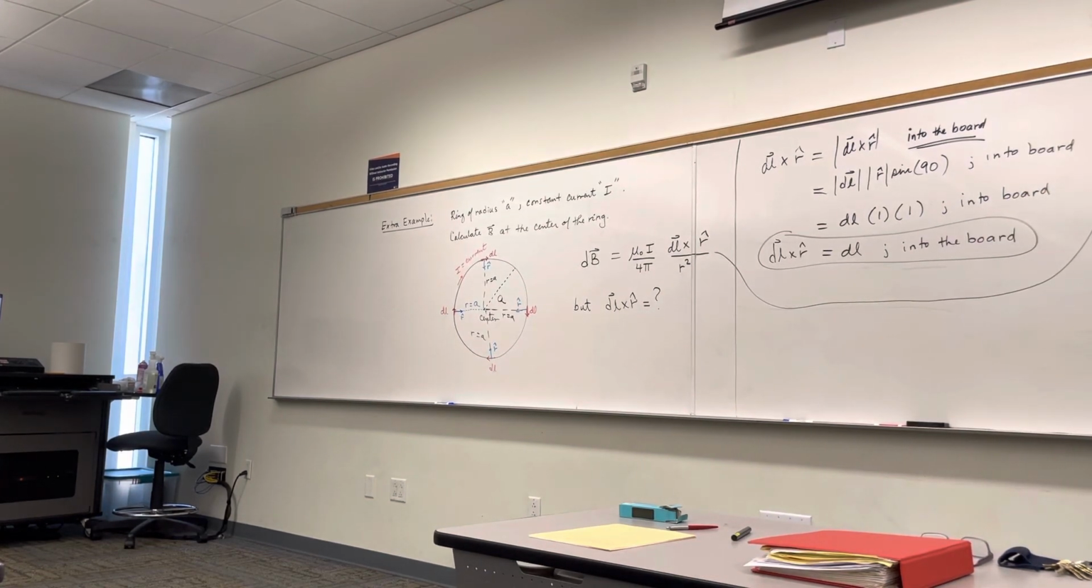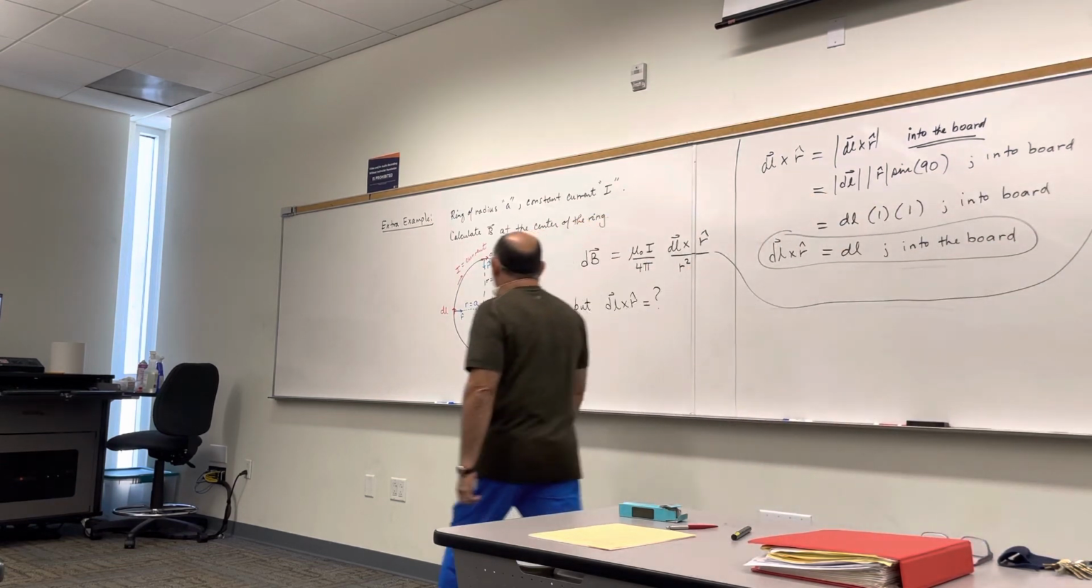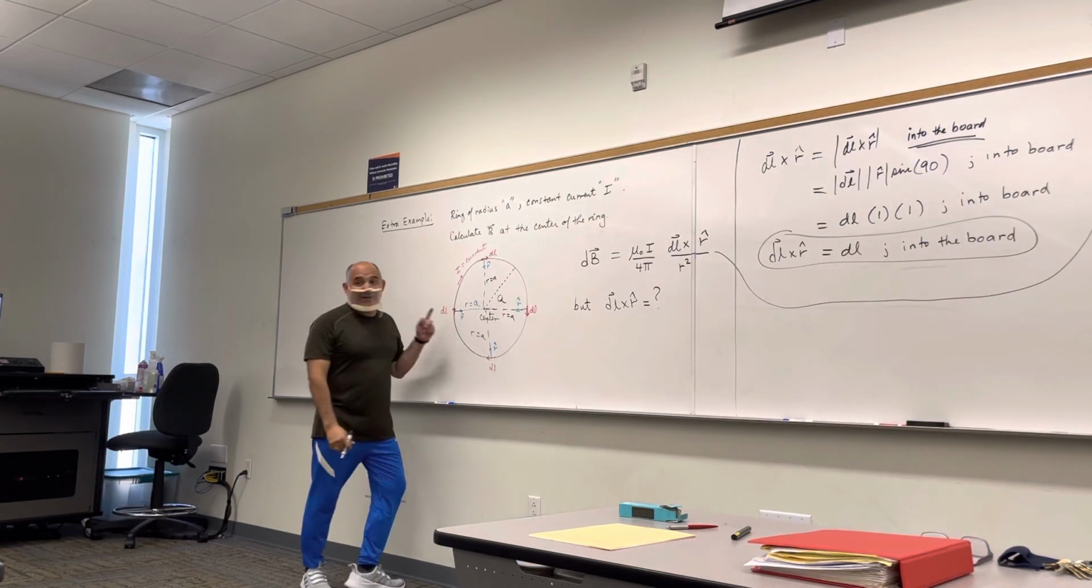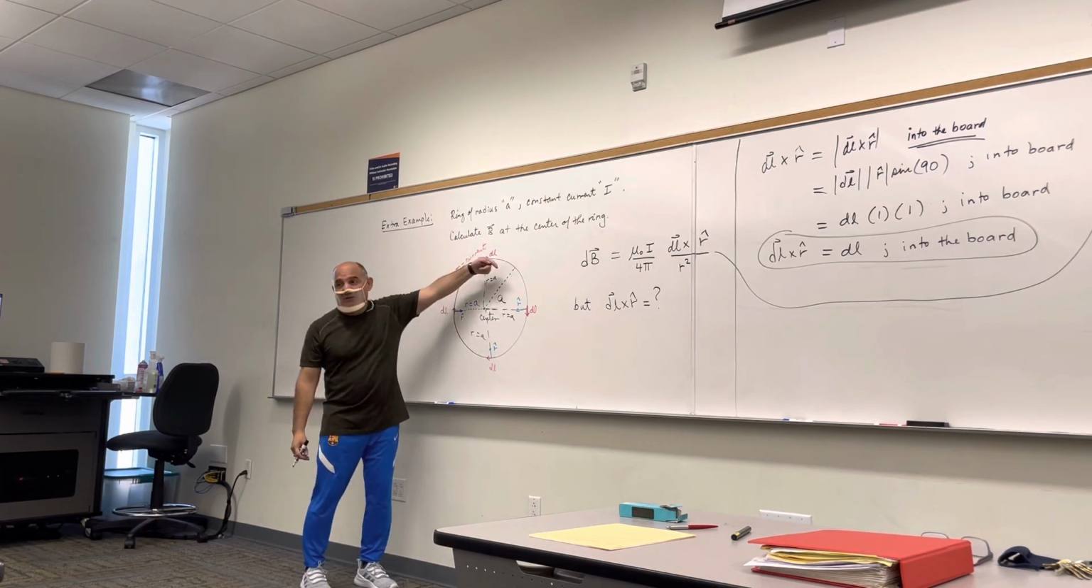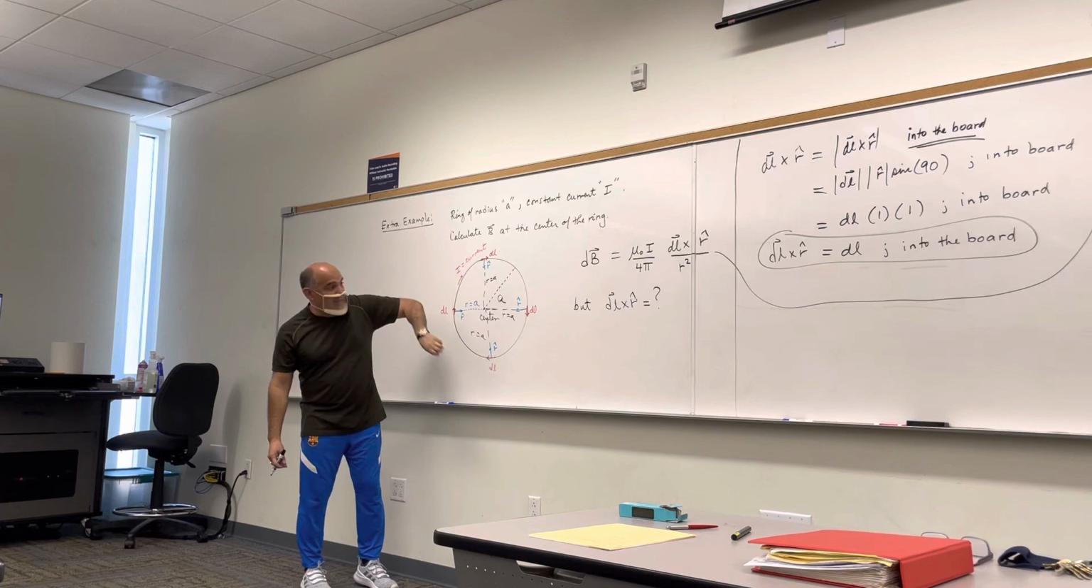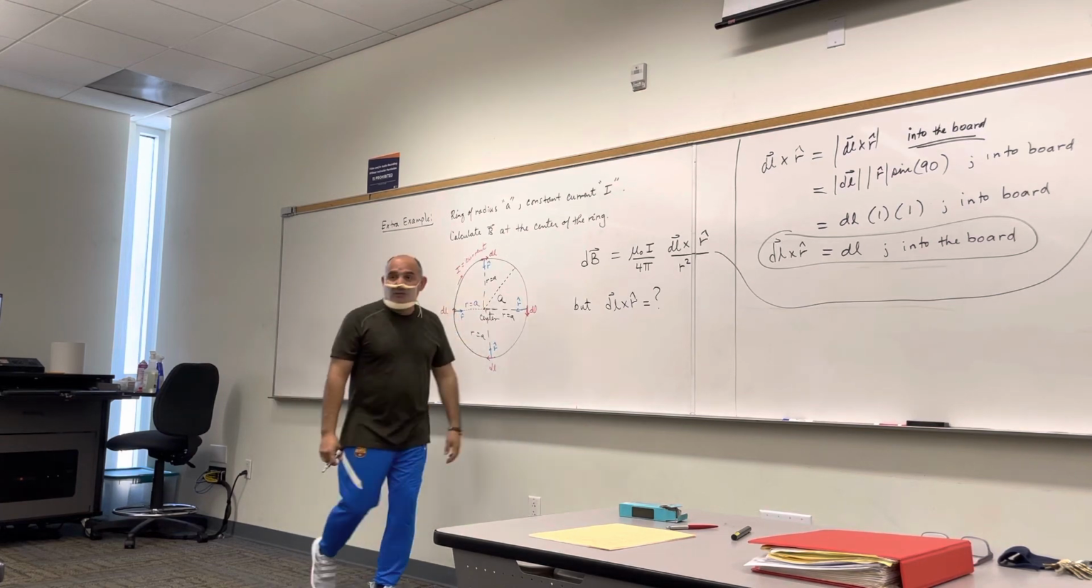So this is into the board. Now, this is the magnetic field at the center of the ring generated by the current in the L. What I want is the magnetic field at the center of the ring generated by the current in all of the L's. And they're all pointing in the same direction. So how do I do that sum?